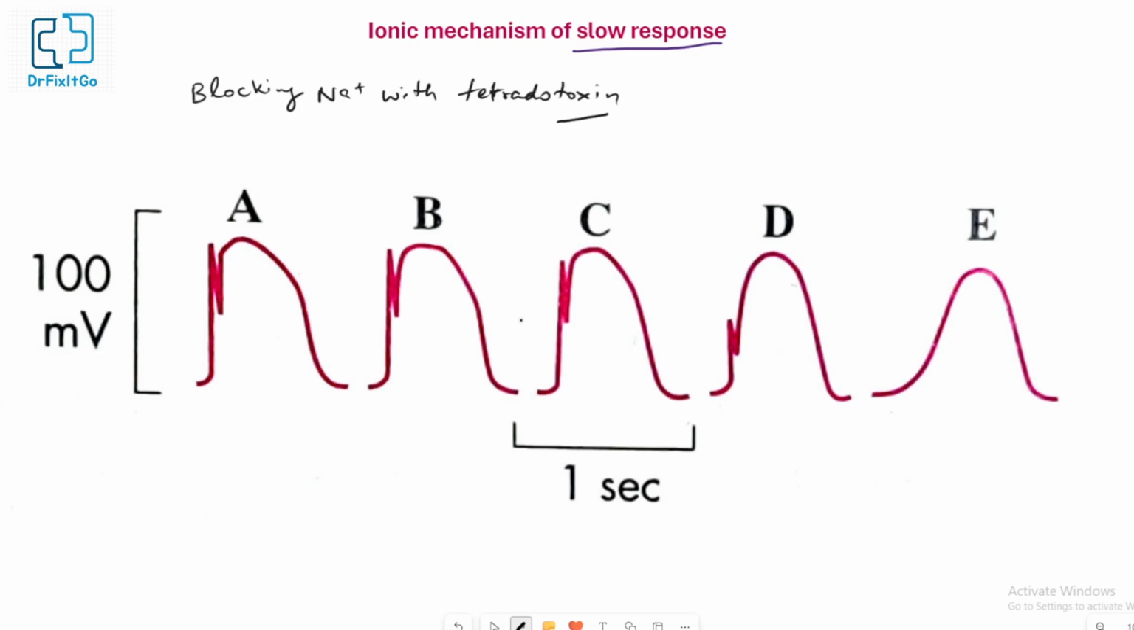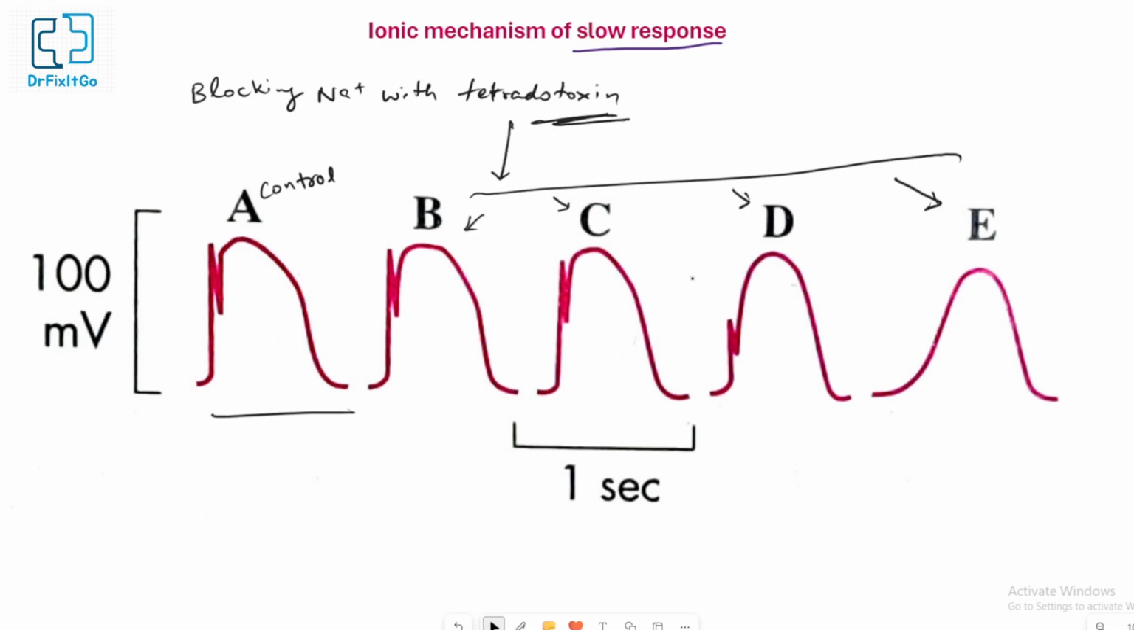The Purkinje fiber action potentials shown clearly exhibit the 2 response types. In a control tracing, a typical fast response action potential displays a prominent notch which separates the upstroke from the plateau. In action potentials B to E, progressively larger quantities of tetrodotoxin are added to the bathing solution to produce a graded blockade of fast sodium ion channels. The upstroke and notch become less prominent in action potentials B to D progressively. In action potential E, the notch has disappeared and the upstroke is very gradual. The action potential resembles a typical slow response.